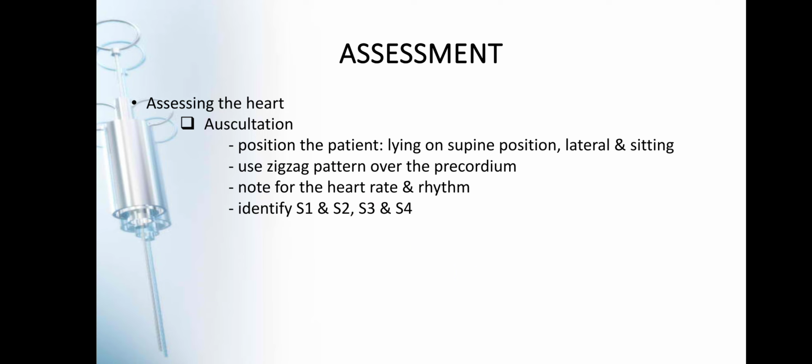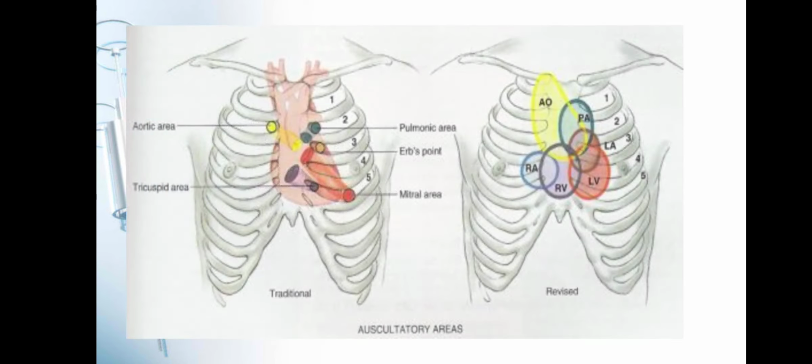S3 and S4, these are abnormal heart sounds na maririnig mo. Extra yan siya. Kasi it's either merong extra flapping sound yung ating mga valves. That's why meron kang S3 and S4. So, ito po yung sinasabi nating zigzag pattern. Okay? So, you will start here, aortic, and then pulmonic, Erb's point, and then we have tricuspid area, and then your mitral valve. So, ayan.